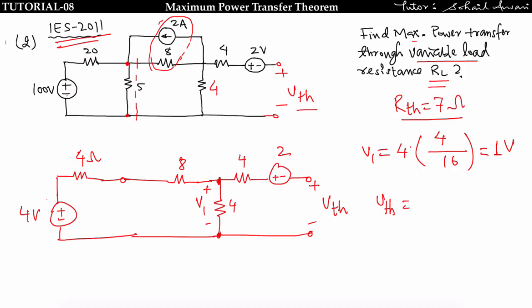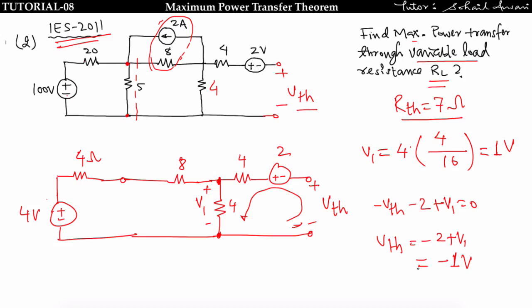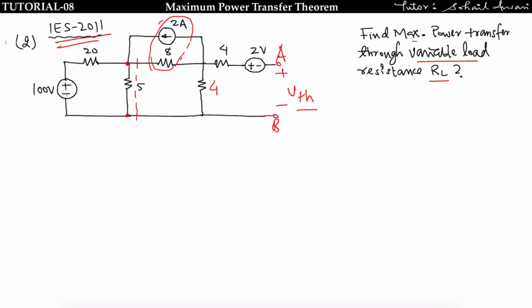Now VTH is equal to, apply KVL here. Since this is open circuited, there will be no voltage drop across this 4 ohm resistor. So move anti-clockwise, you will get minus VTH minus 2 plus V1 is equal to 0. Hence VTH is equal to minus 2 plus V1, that is equal to minus 1 volt. Now draw the equivalent circuit having VTH, plus minus 1 volt, and this is RL.